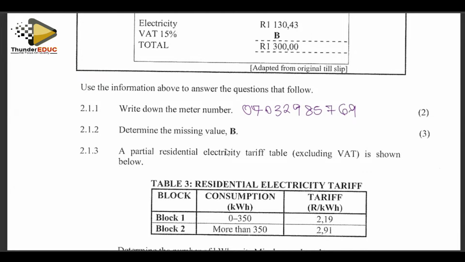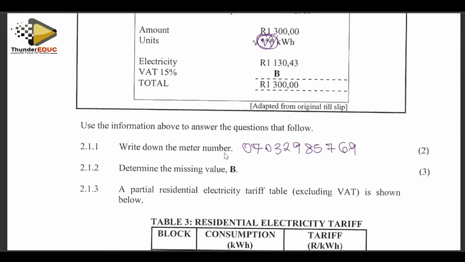That was it. Calculate the missing value of B. When you look at the missing value of B, it corresponds with the VAT. There are two ways of doing this. You cannot have a total without VAT, so this total already has VAT, meaning they added these two. So to find the value of B, you subtract that value there, and you get the value of B.